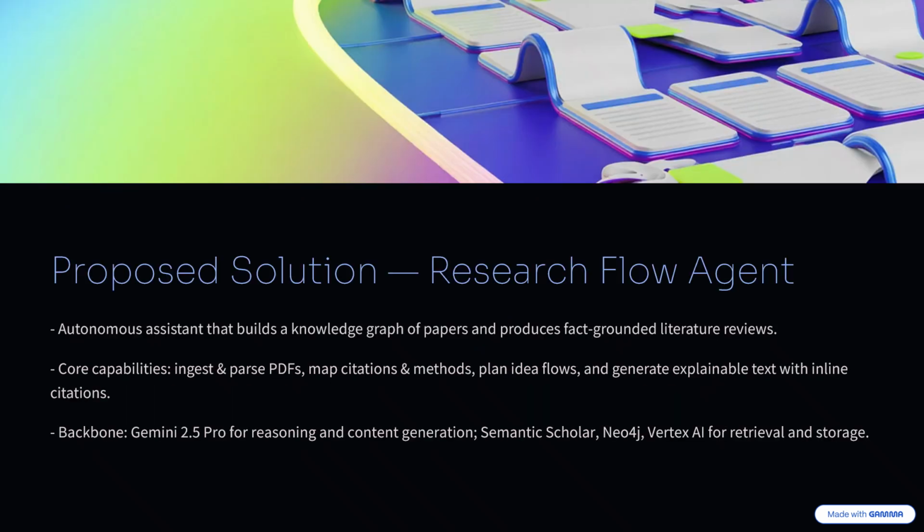Coming to the proposed solution, the autonomous assistant builds a knowledge graph of papers and produces facts grounded in literature reviews. The core capabilities involve ingesting and parsing PDFs, mapping citations and methods, generating plain idea flows, and generating explainable text with inline citations. The core backbone of this assistant is Gemini 2.5 Pro for reasoning and content generation, and we also use Neo4j and Vertex AI for retrieval and storage.